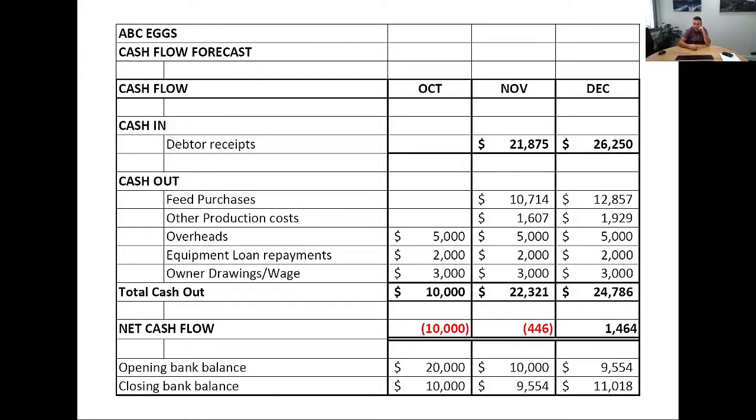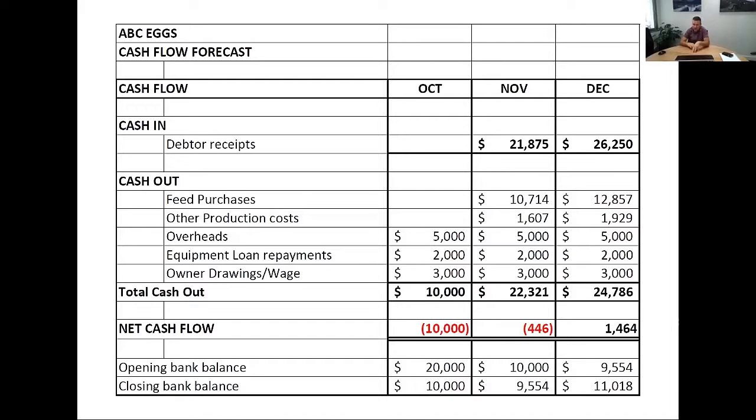So we've got feed purchases, other production costs, overheads. I've just put that there. It's very constant, this business. It's $5,000 a month, rent, insurance, paid by the month, etc. So I haven't got too fancy with that one. For this example, the main variables are your sales and your feed, and that's where I'll put my energy to produce this forecast. Whereas overheads, equipment leasing payments is a standard $2,000 a month. And the owner said I want $3,000 a month to live on minimum. So you can see in October, total cash out is $10,000, net cash flow is a negative $10,000.